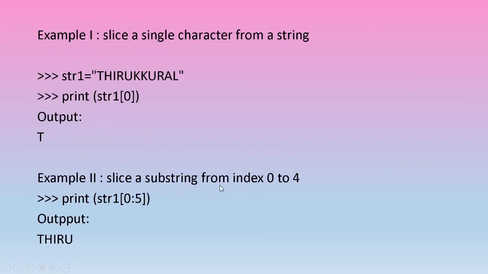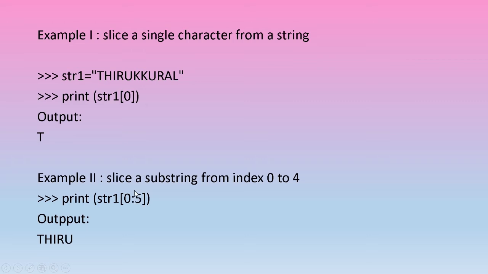Next one, slice a substring from index 0 to 4. Here I obtained only a single character, but I want to obtain a substring from 0 to 4. So print str1 of 0 colon 5. The starting character index position is 0 and the ending or stop position is 5.